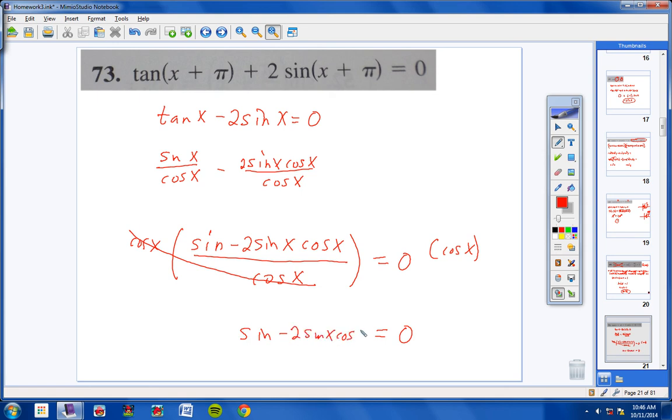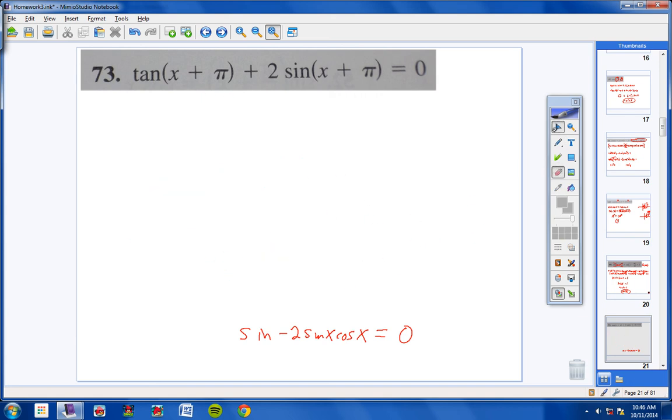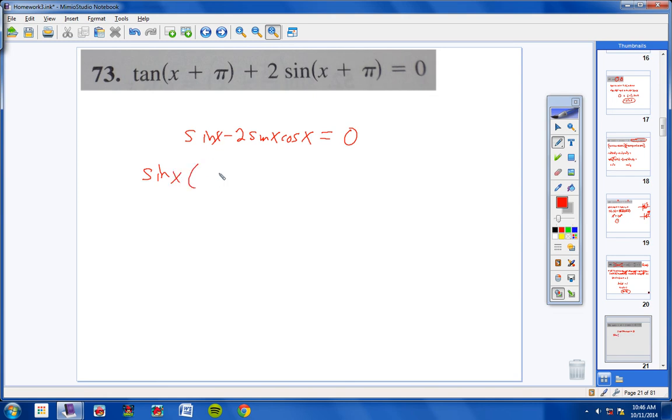It's a lot of work, but we're doing really well, okay? We're making a lot of progress. Now, you say, well, Mr. Earhart, we still have a problem. We still have a sine and a cosine. True. But now I can factor out a sine. And when I do, I'm left with 1 minus 2 cosine x. So now I have two groups I can set equal to 0, and each group only has one trig function. So my first group will be sine x equals 0. My other group will be 1 minus 2 cosine x equals 0.